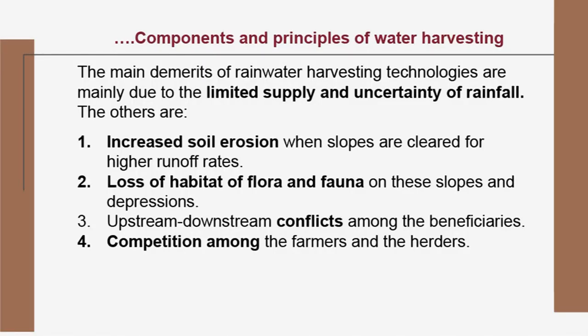Upstream, downstream conflict among the beneficiaries. This is also an issue, because this harvested water will flow through many kilometers, and there may be some conflicts among users also. The users who are on the upper end will not leave much water for the people who are on the lower end or tail side. So such conflicts are quite common in rainfed areas, and also in canal command areas.